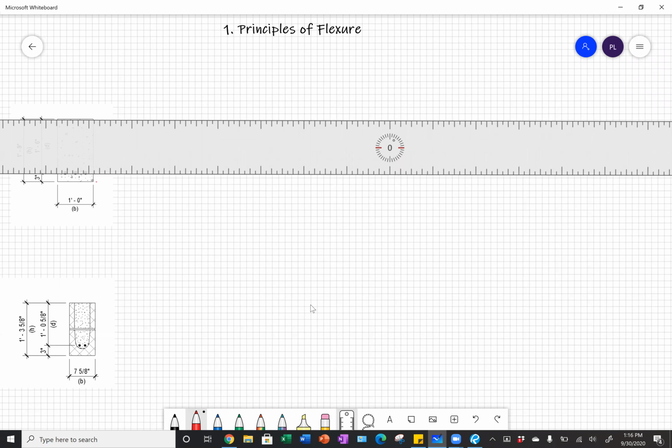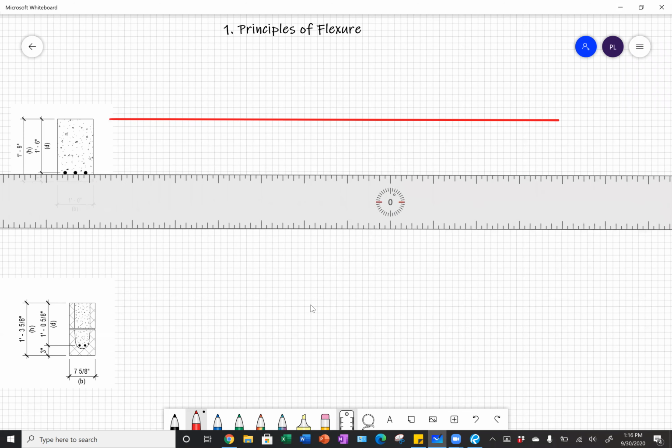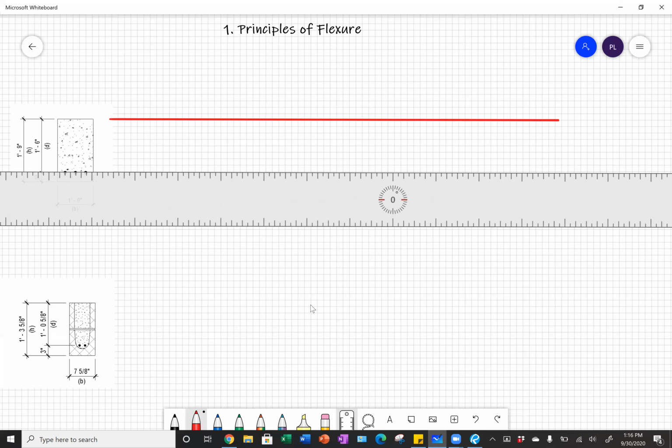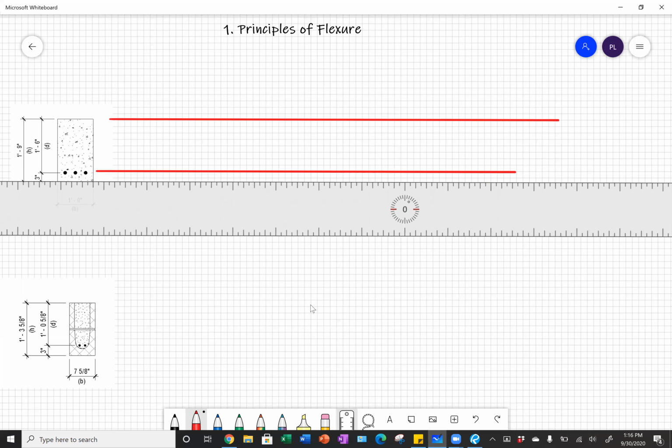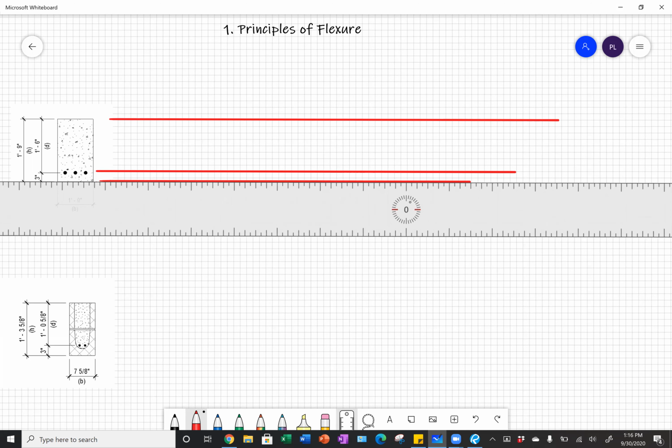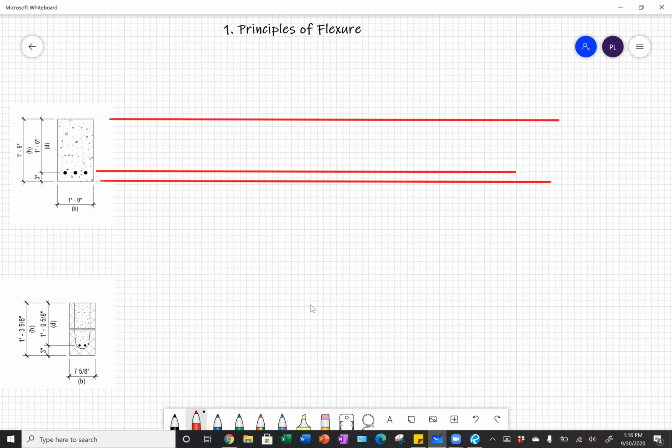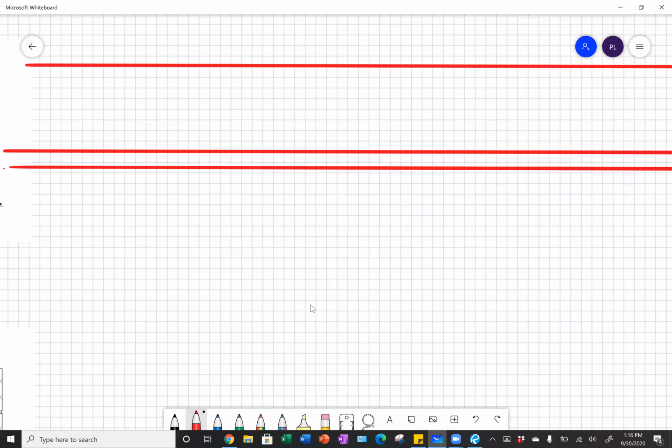For a concrete beam, we will draw our stress and strain diagrams according to provisions in ACI 318. So we will have a line at the top of our beam, a line at the centroid of our reinforcement, and a line at the bottom of our beam, and then draw our stress and strain diagrams and compare these to a masonry beam shown below. We'll draw our strain diagram first for concrete.